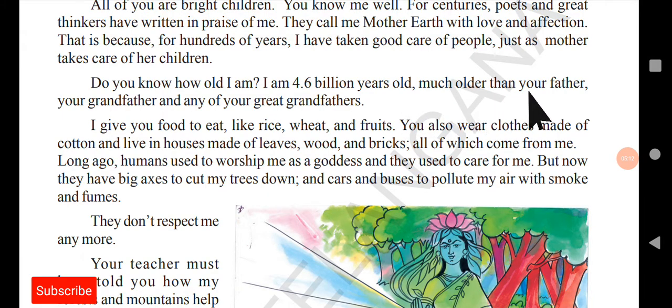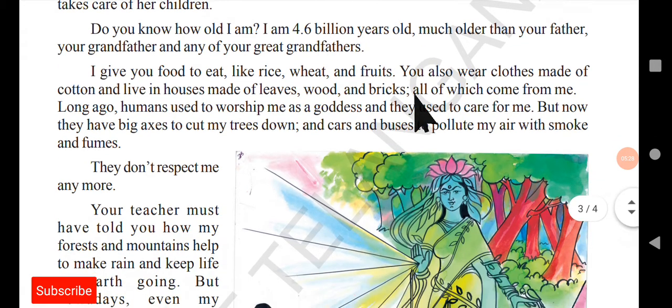And how much older is she? She is not just older than your father, not just older than your grandfather, not just older than any one of your great grandfathers. She is much older than all of them. She is 4.6 billion years old.